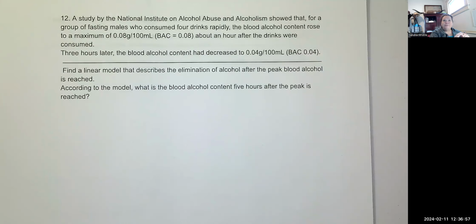3 hours later, the blood alcohol content had decreased to 0.04 grams per 100 milliliters. Find a linear model that describes the elimination of alcohol after the peak blood alcohol is reached. The peak is reached 1 hour after the consumption of those 4 drinks, because that's when they're at 0.08. So we're going to use that as our initial value, and then we'll have to check the next piece.